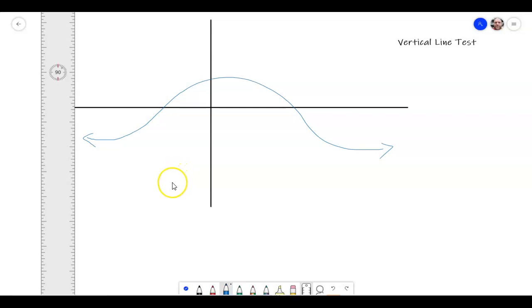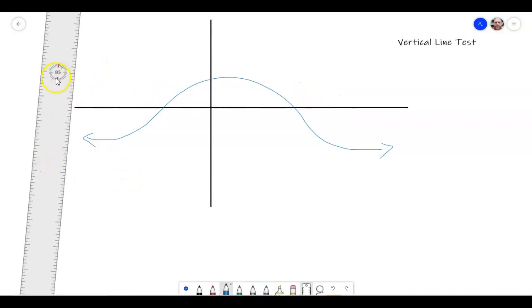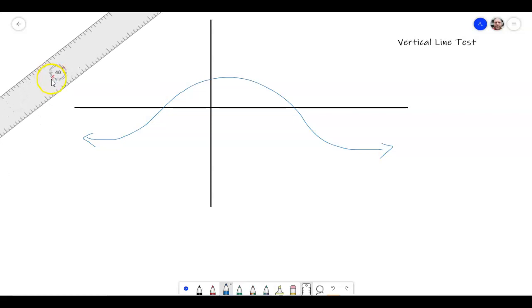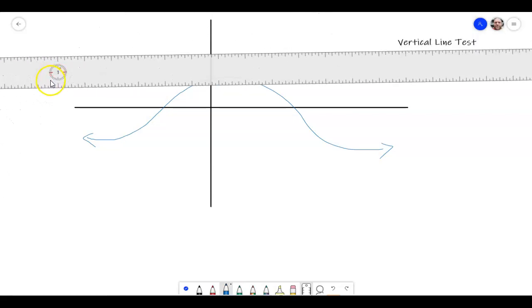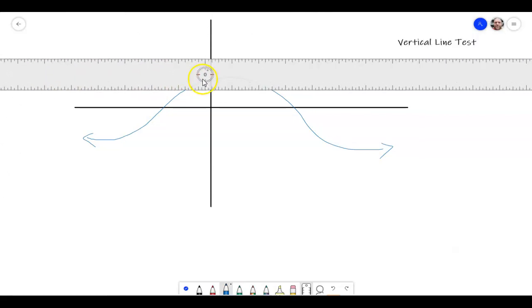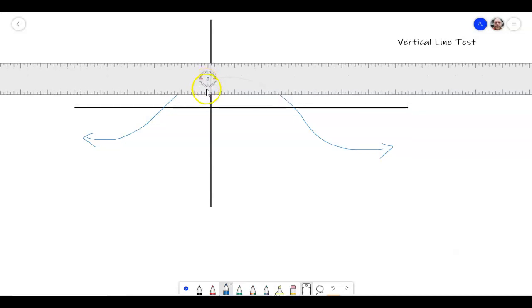Now it would not be considered a one-to-one function. Why? Because it does fail the horizontal line test. So if I did a horizontal line, and we'll be talking about that later, but a one-to-one function also has to pass the horizontal line test, and you notice that if I put the horizontal line anywhere, it's going to go through 2 or more points.